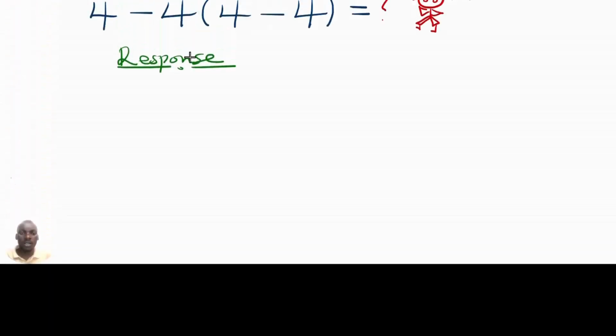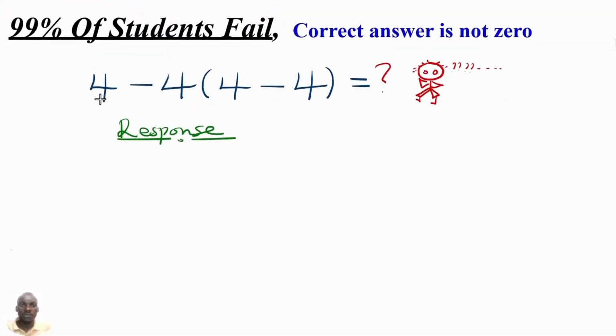We have our math trick, which is 4 minus 4 into 4 minus 4. We are asking ourselves, once this expression is simplified, it equals what? What is our correct response to this question? We are saying that the correct answer is not 0. 0 is not the right answer to this expression once simplified.